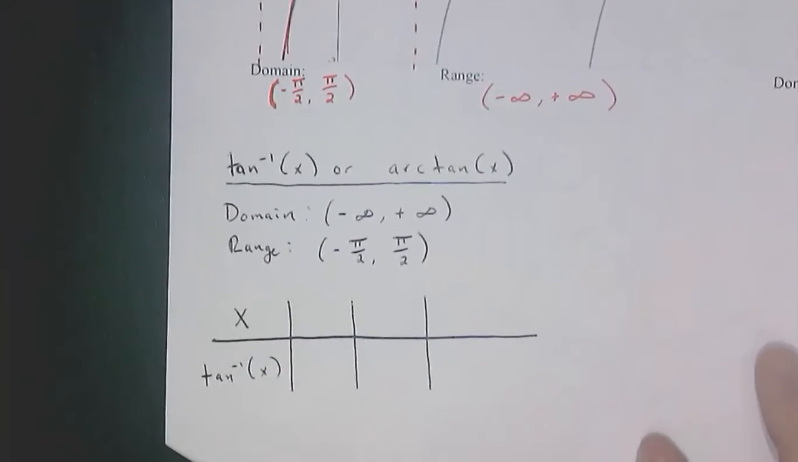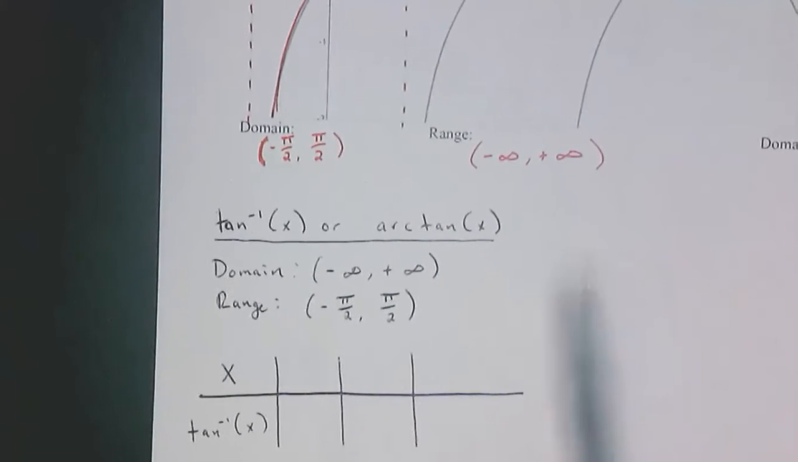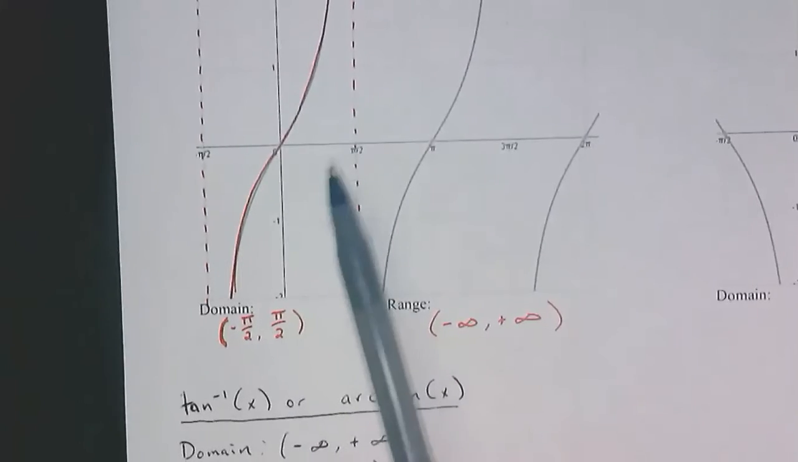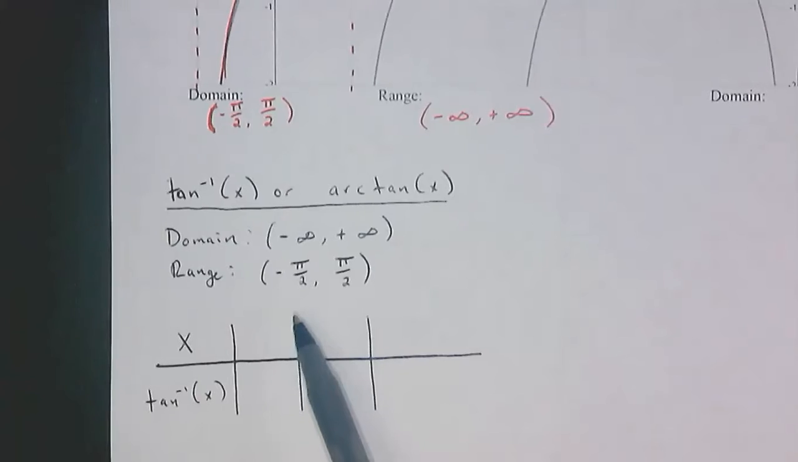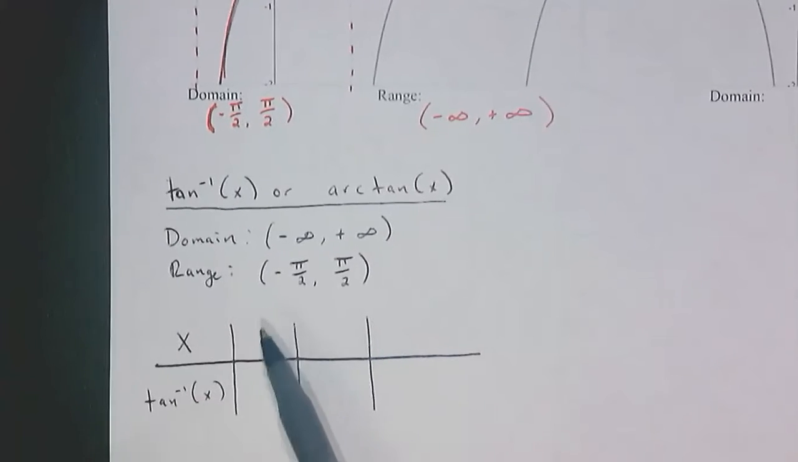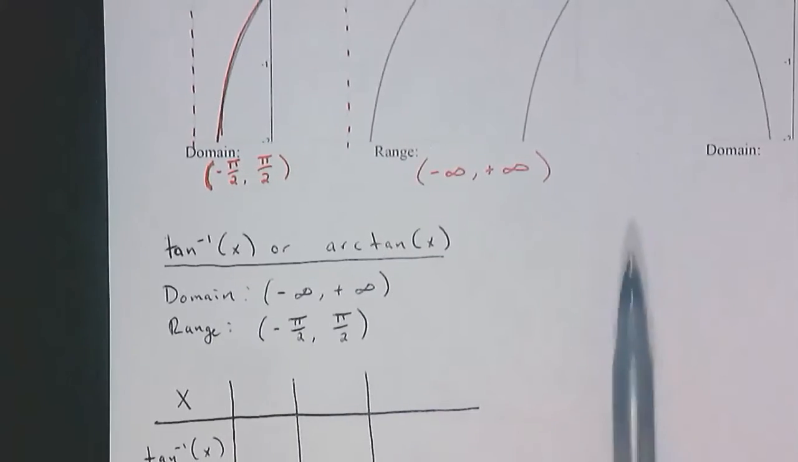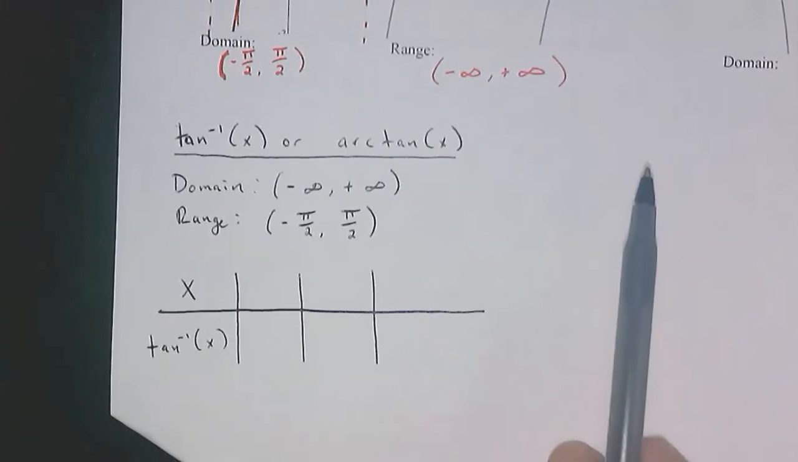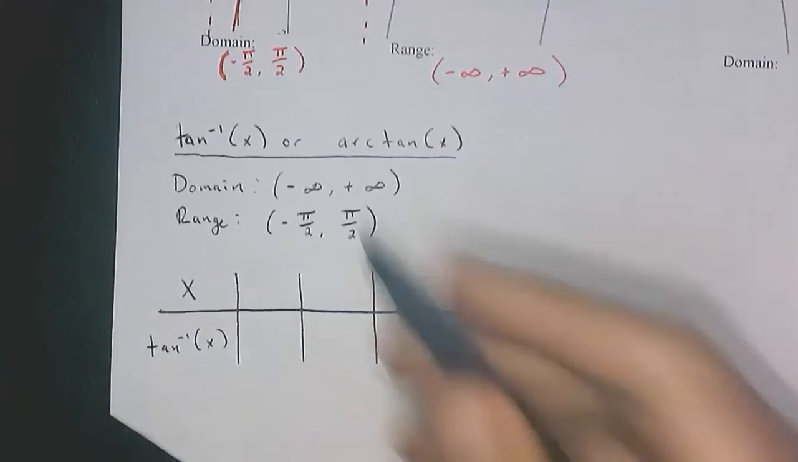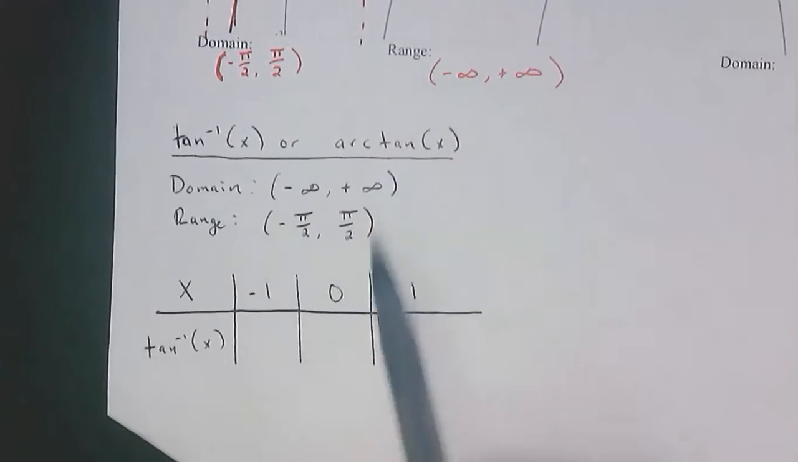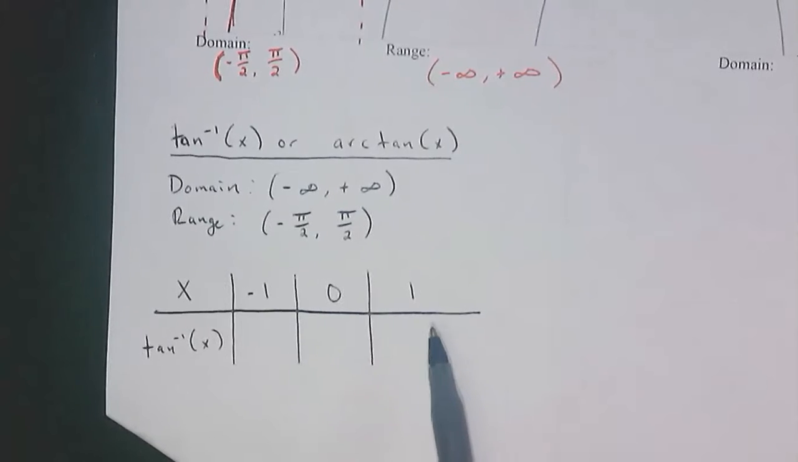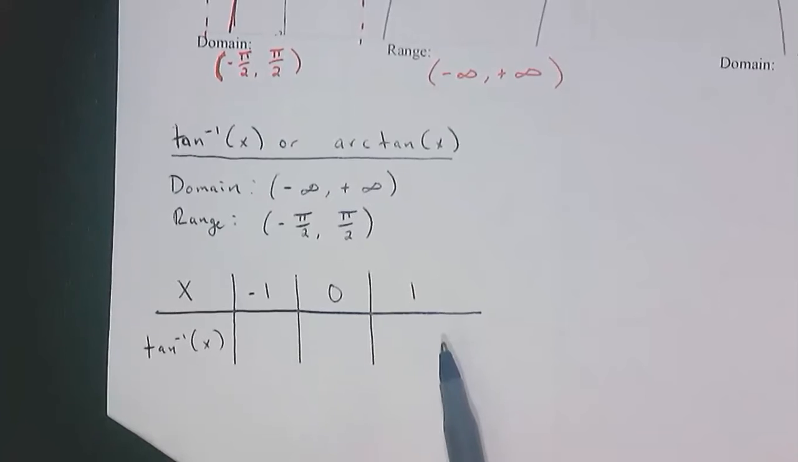And again, the mental processing that we're doing is the tangent takes an angle and gives you the tangent ratio. So the inverse tangent is going to take as inputs the tangent ratio and give you the angle that produces that ratio. The easy tangent ratios are -1, 0, and 1. Maybe starting with 1, as odd as that is. Where do we get a tangent of 1? What angle produces a tangent of 1?